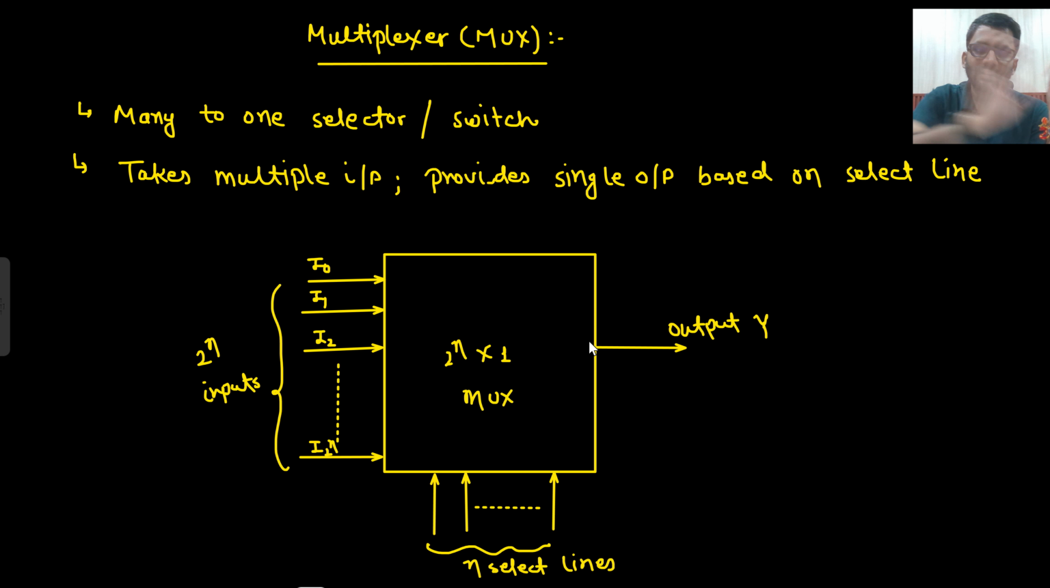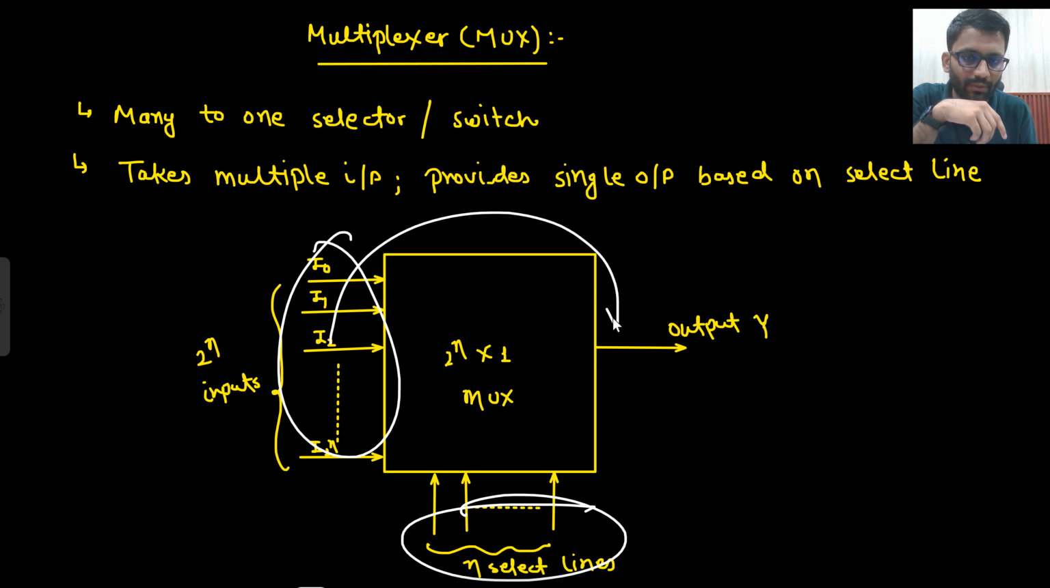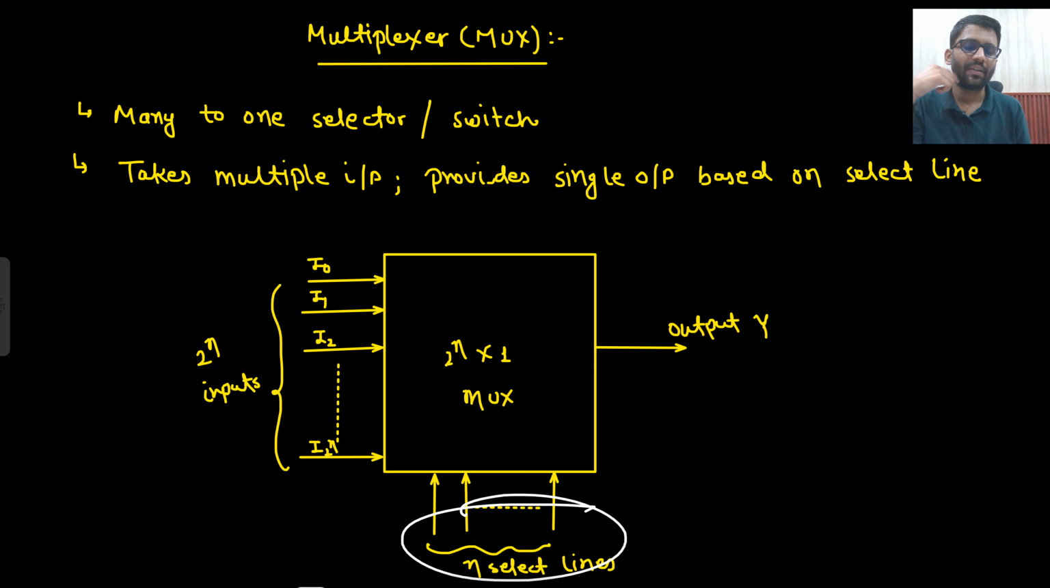MUX is a many to one selector. That means there will be a lot of inputs but only one output. There would be a lot of inputs, only one output, and there will be select lines as well. So based on these select lines, one of the inputs will be selected and will be given to the output. Let's see how it will work.